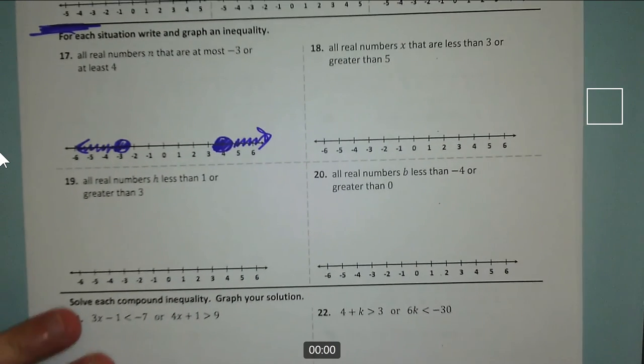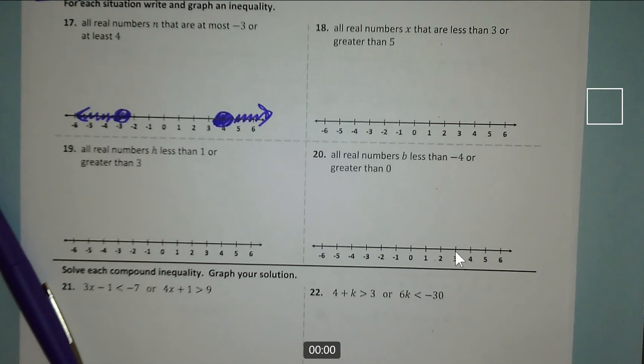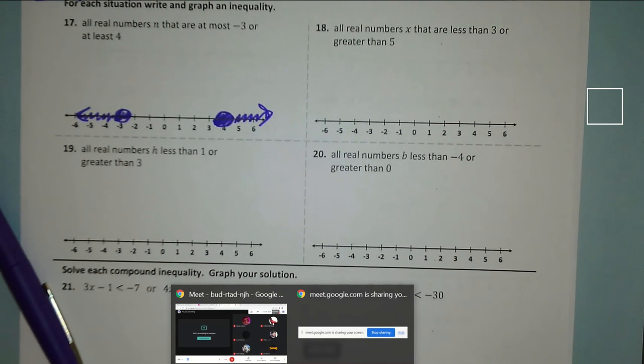Alright, I think that's all there is to know, at least for right now, about compound inequalities.